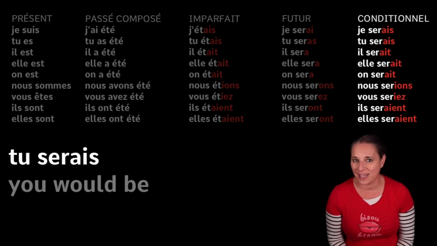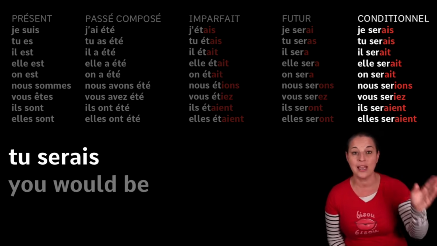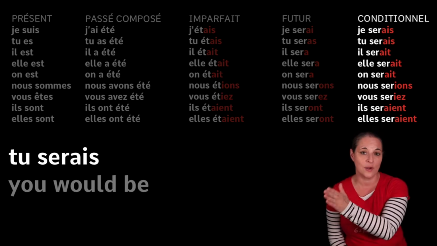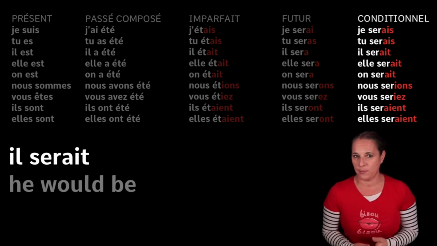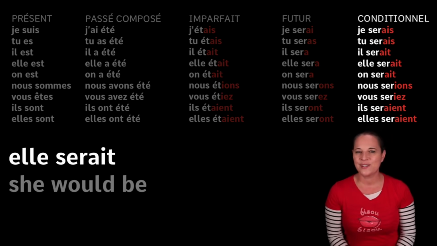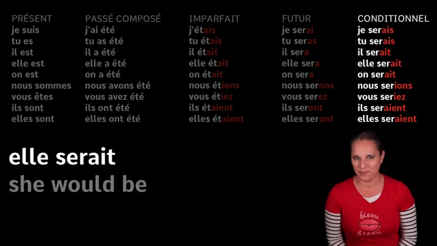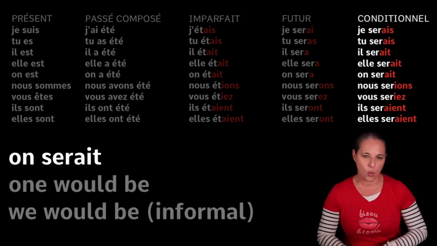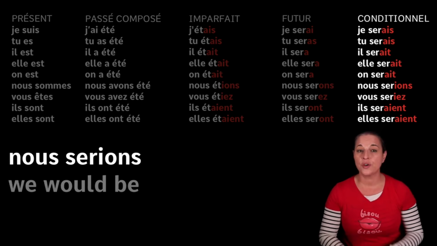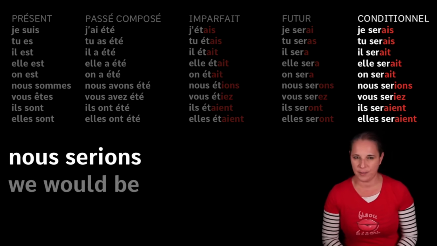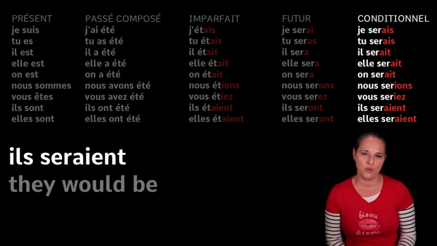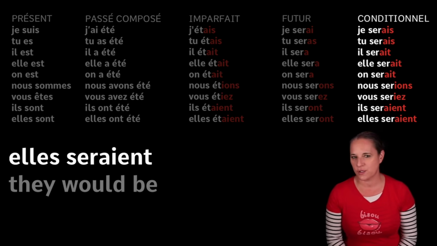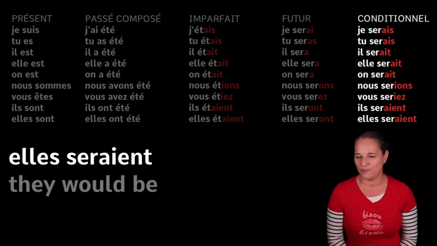Tu serais. Have a look at the imperfect endings as well and transport them into the conditional one. Il serait, he would be. Elle serait, she would be. On serait, one would be. Nous serions, we would be. Vous seriez, you would be. Ils seraient, they would be. Elles seraient, they would be.